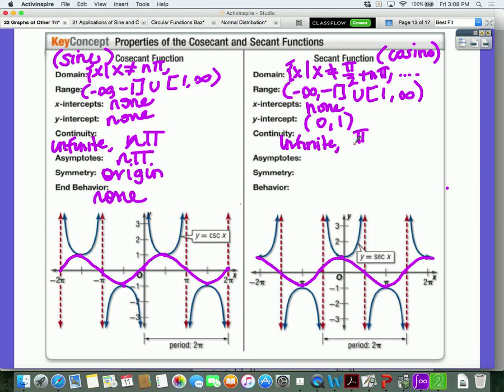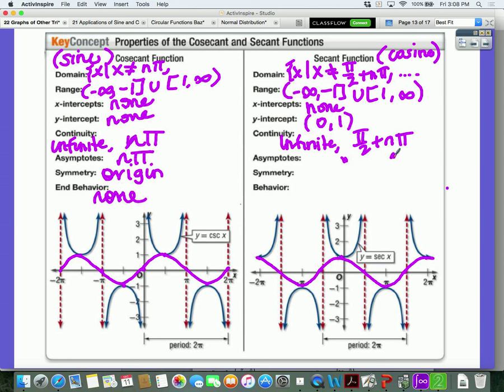And that's at every pi over 2 plus n pi. And its asymptotes are the same. That's its continuity. Those are your vertical asymptotes. And the other ones were infinite. Infinite discontinuity. They were all infinite discontinuity.